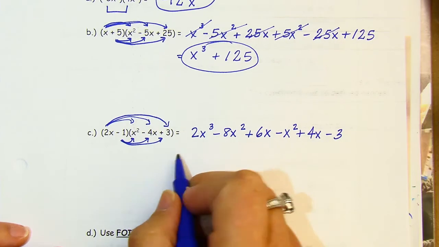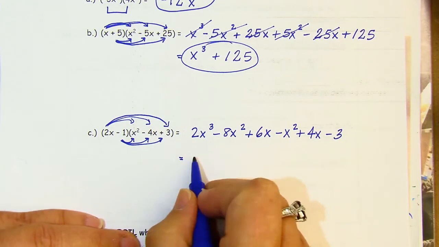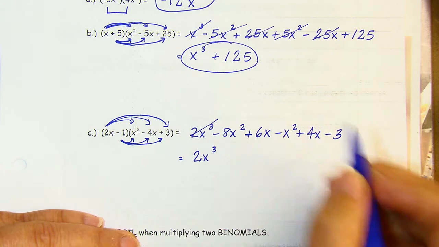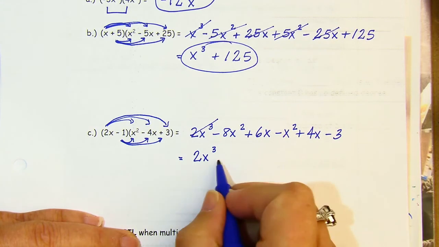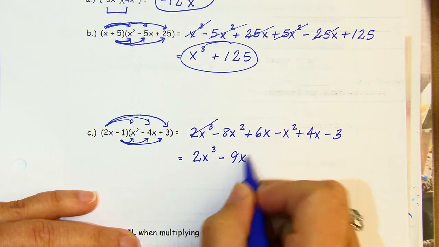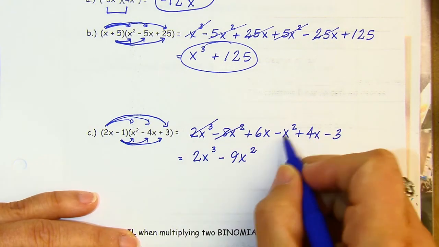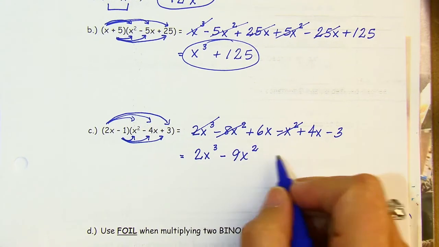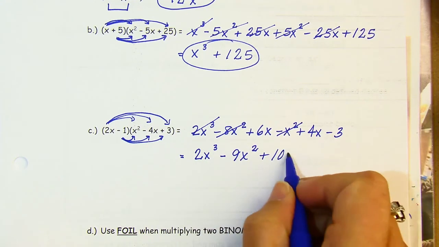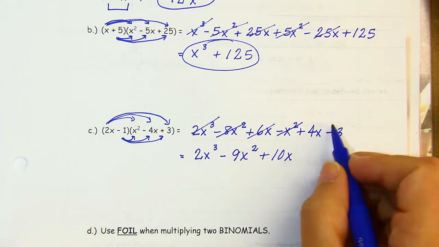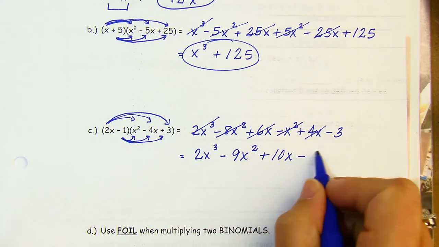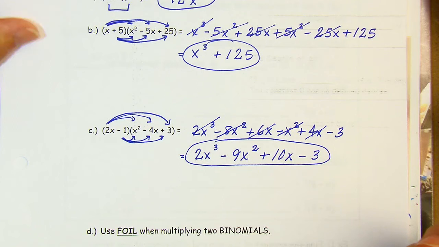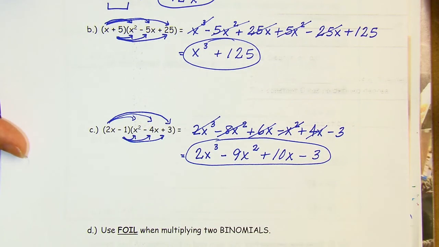And now again, just like the problem before it, I have to combine like terms. So I've got 2x to the power of 3. My linears, that's subtract 9x squared. I mean, not my linears, my quadratics, silly me. Here's my linear. 6 and 4 is 10. Don't forget about x to the power of 1. And then my constant, negative 3. Alright, not too bad. Just watch your signs.